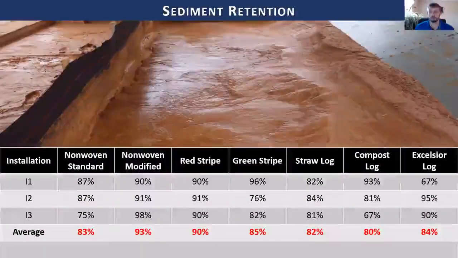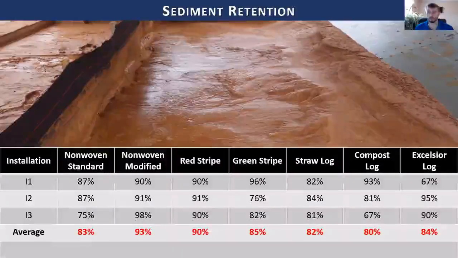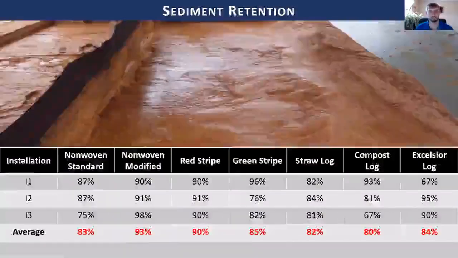And these retentions were lower mainly because we saw a lot of undermining when we evaluated these practices. That's because these practices are either sitting on top of the ground or are very shallow, trenched into the ground, whereas all the silt fence systems are actually entrenched in the ground at least 6 inches. So that helps improve that sediment retention process.